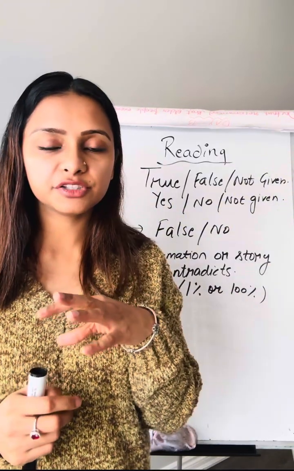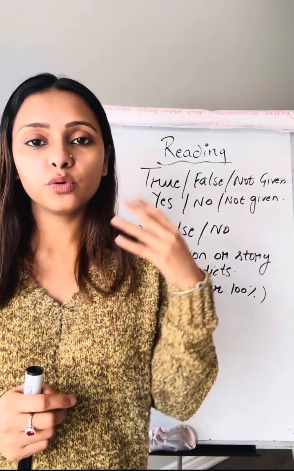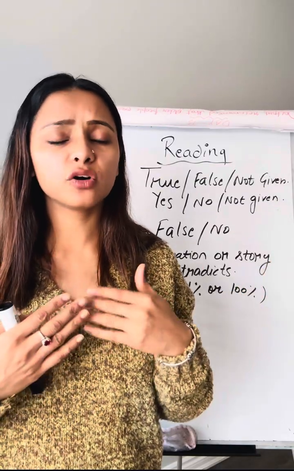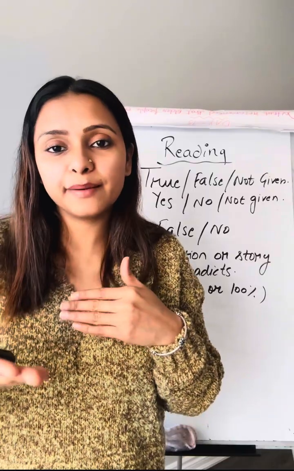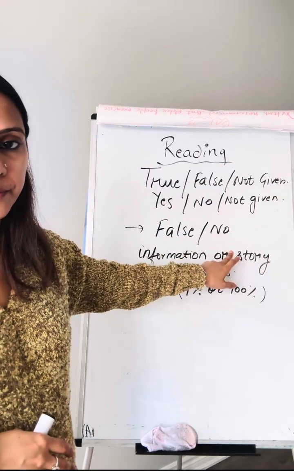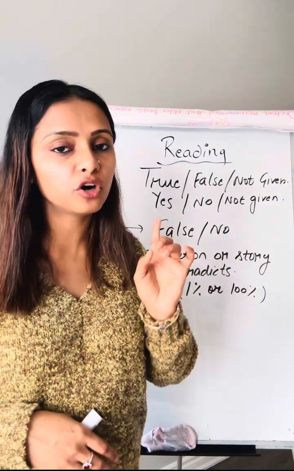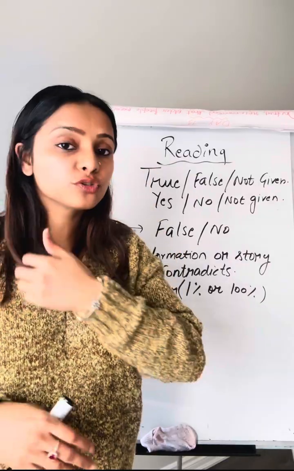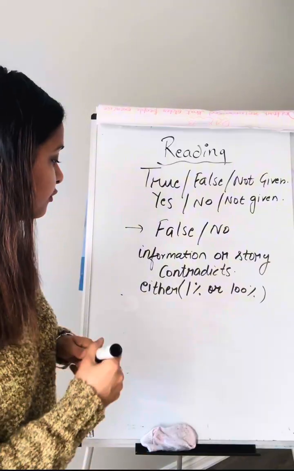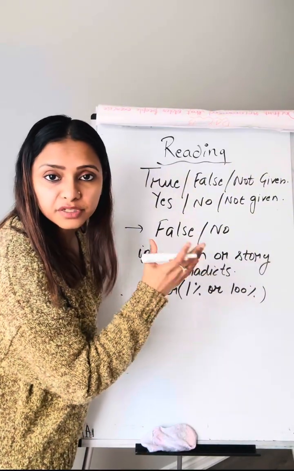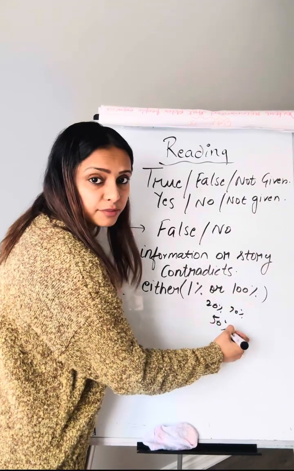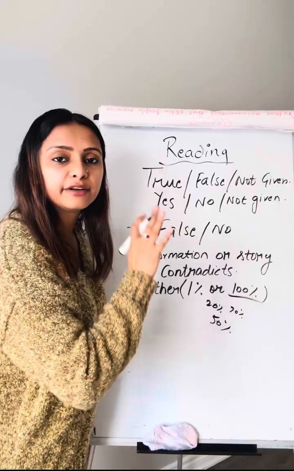If you think the information in the question opposes the information given in the passage, or contradicts, contradicts means oppose, it's not the same, it's different, it's opposite, it will be false or no. It will not be true, it will not be yes, it will be yes only if it 100% matches. Even if 1% information is opposite, even 20%, 30%, or 50% is opposite, or the whole information is opposite, it will be false only, not true or yes.